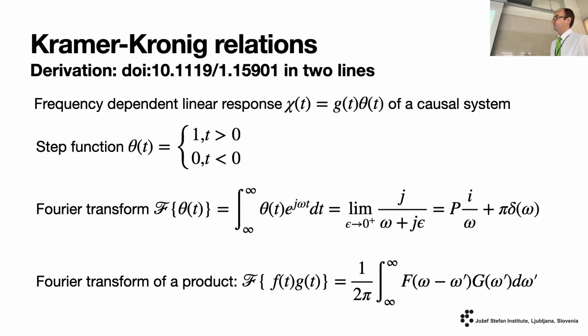If you want, the next two slides are the derivation of the paper that is in the subtitle here. The paper is called Derivation of Kramers-Kronig Relations in 2 Lines. It is a half-page, 2-column paper. You should go and read it. It's really, really cleverly and clearly written. The idea is the following.